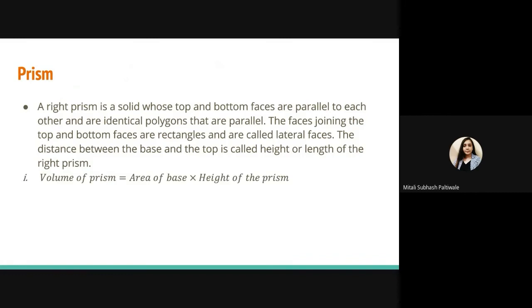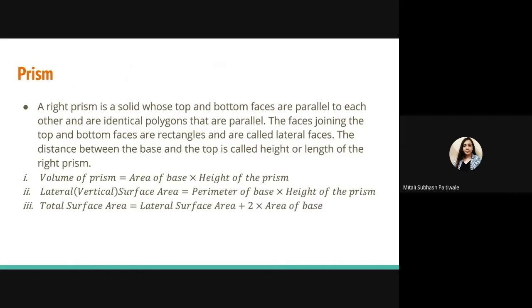Volume of a prism would be area of base into height of the prism. Now lateral surface area will be perimeter of base into height of the prism. Total surface area would be lateral surface area plus 2 times the area of base.